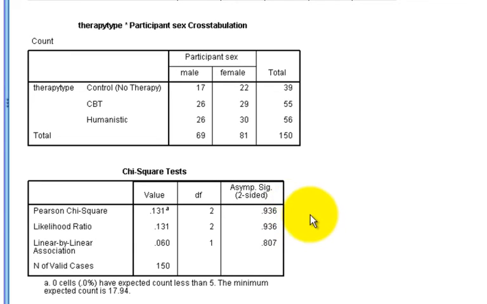If the test were significant, it would indicate that we had either more males or females in some of the therapy types than others, or an unequal distribution.